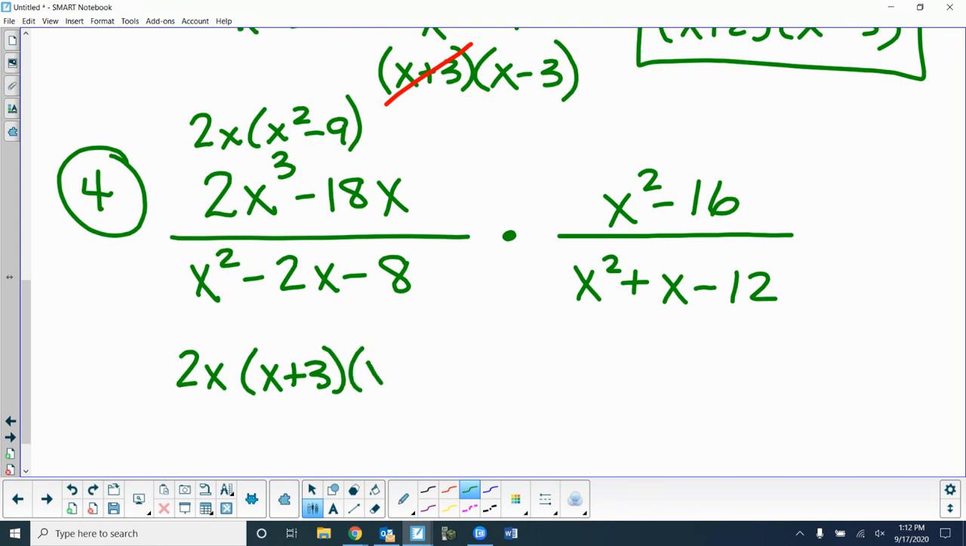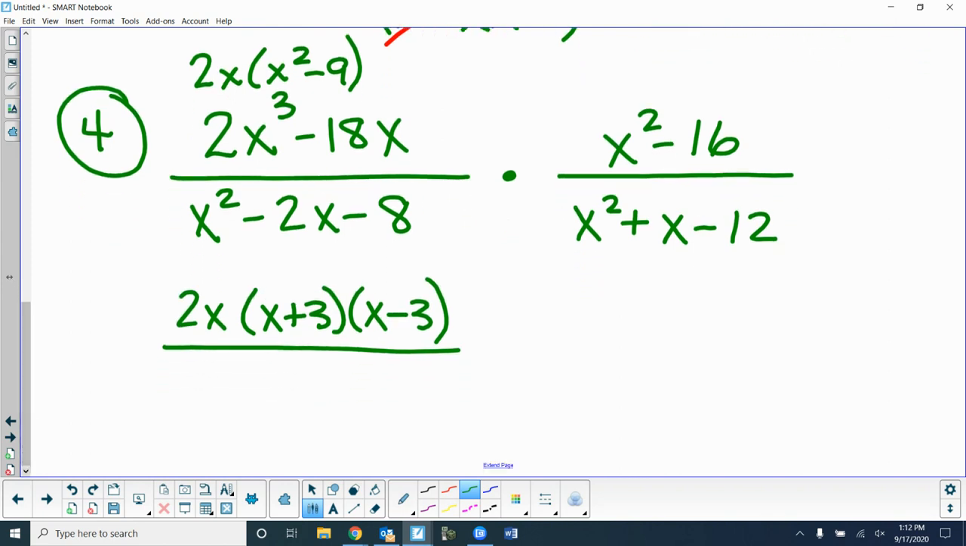Any questions on that? So we had a two-step factoring problem. GCF, and then we had that difference of squares. Okay, how about this one, Jamie?